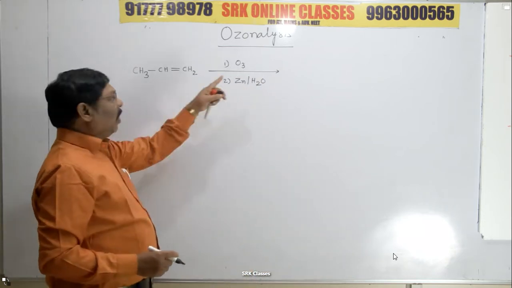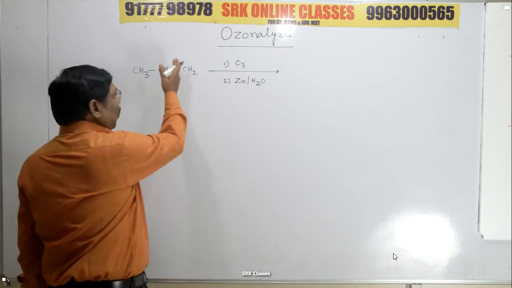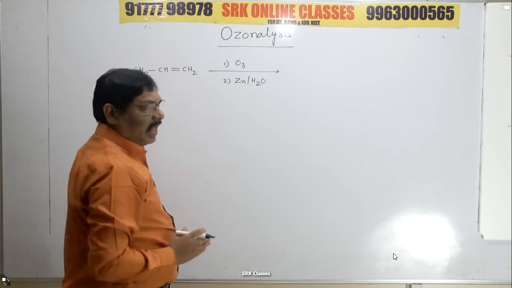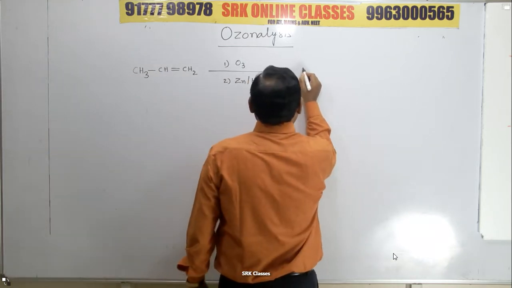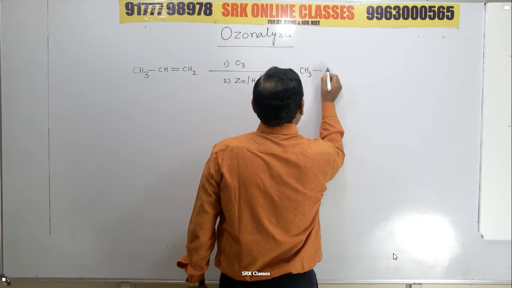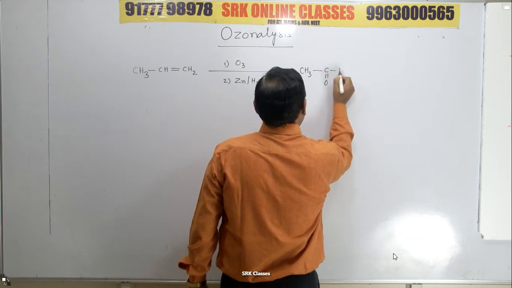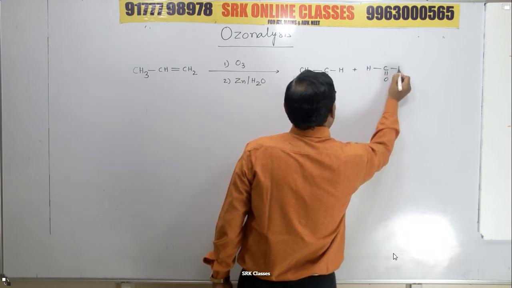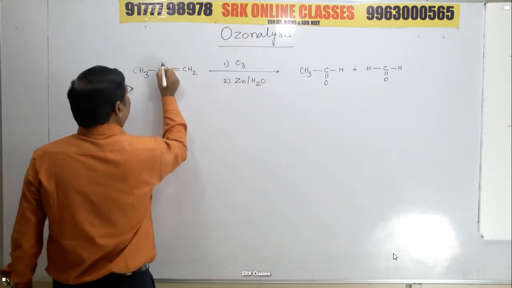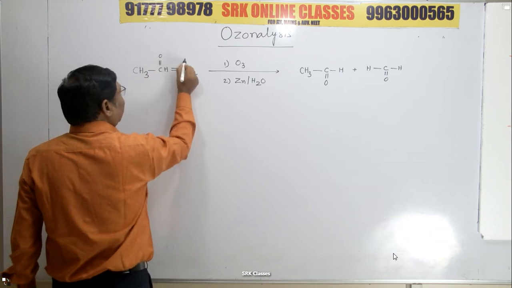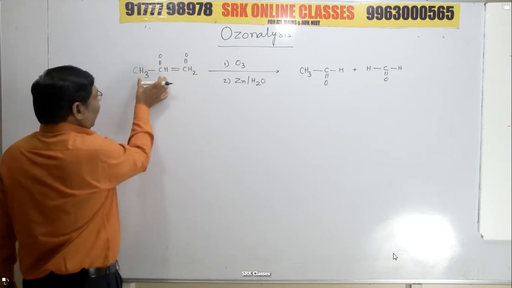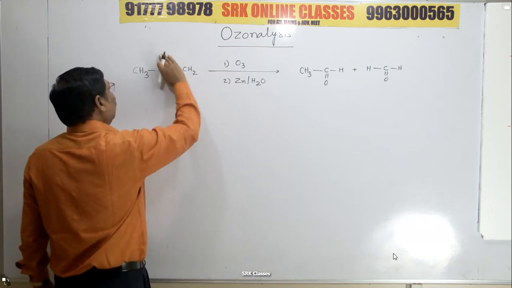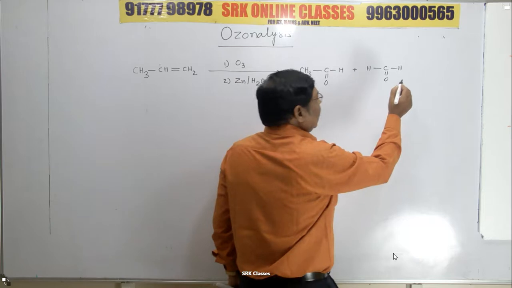Propene. If you want to write the products, wherever the double bond is there, cleave the double bond, and write oxygens on either side. Therefore, products are CH3-CH=O, one product, plus formaldehyde. Here, we have cleaved the bond. One oxygen I have represented here, another oxygen is represented here. First part is acetaldehyde, second part is formaldehyde. Already I have given.